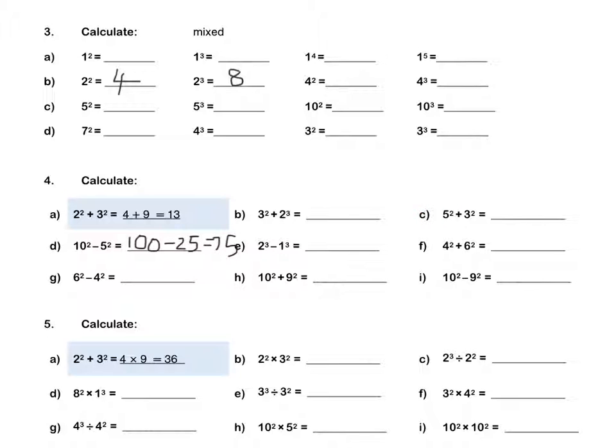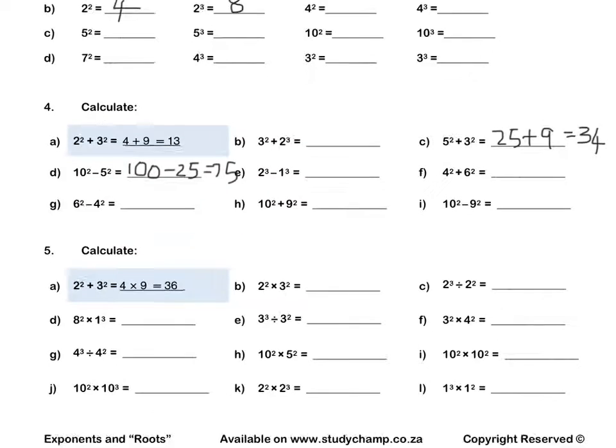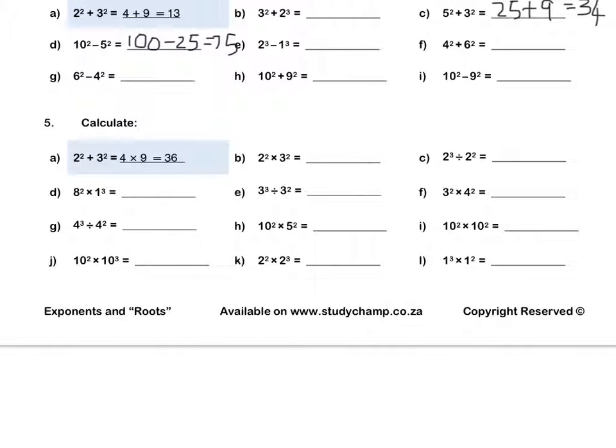Lastly, let's do C together. 5 squared is 25, plus 3 squared is 9, to give us a final answer of 34. Press pause to complete question 4 by yourself. Question 5. There is a mistake in the question. That should be times. 2 squared times 3 squared is 4 times 9, which is 36.